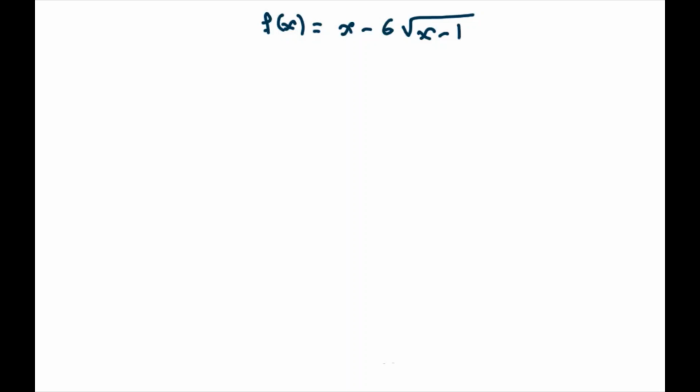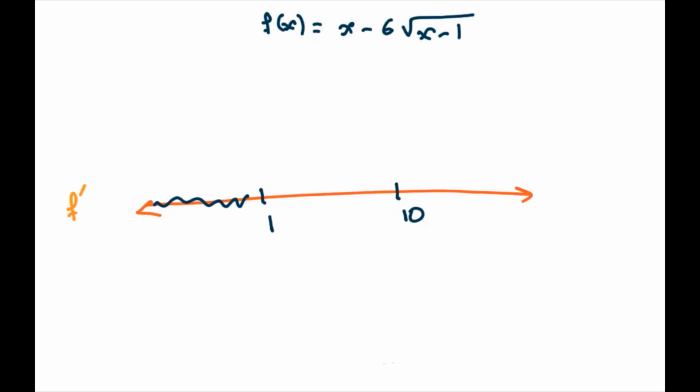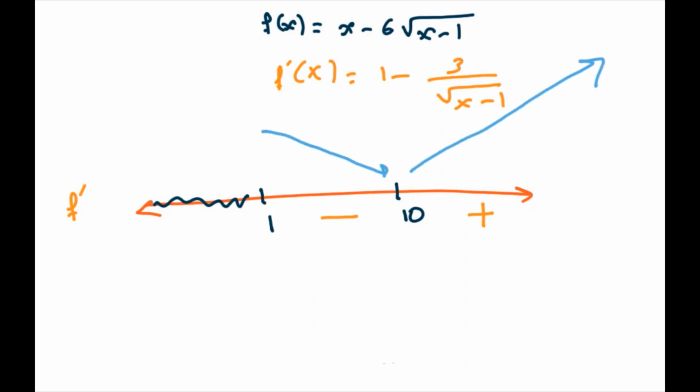So if I draw a number line, I'm going to start from 1 here, and whatever is left does not exist. There's no function on the left side. And then I'm going to have 10 here. Then I will study the f prime sign. And remember, f prime of x again equals 1 minus 3 over square root of x minus 1. Take a point from 1 to 10. You can take 2, substitute it in the function. You will get a negative sign here. And then after 10, you get positive. So what happened? The function was decreasing and then increases and continues increasing.